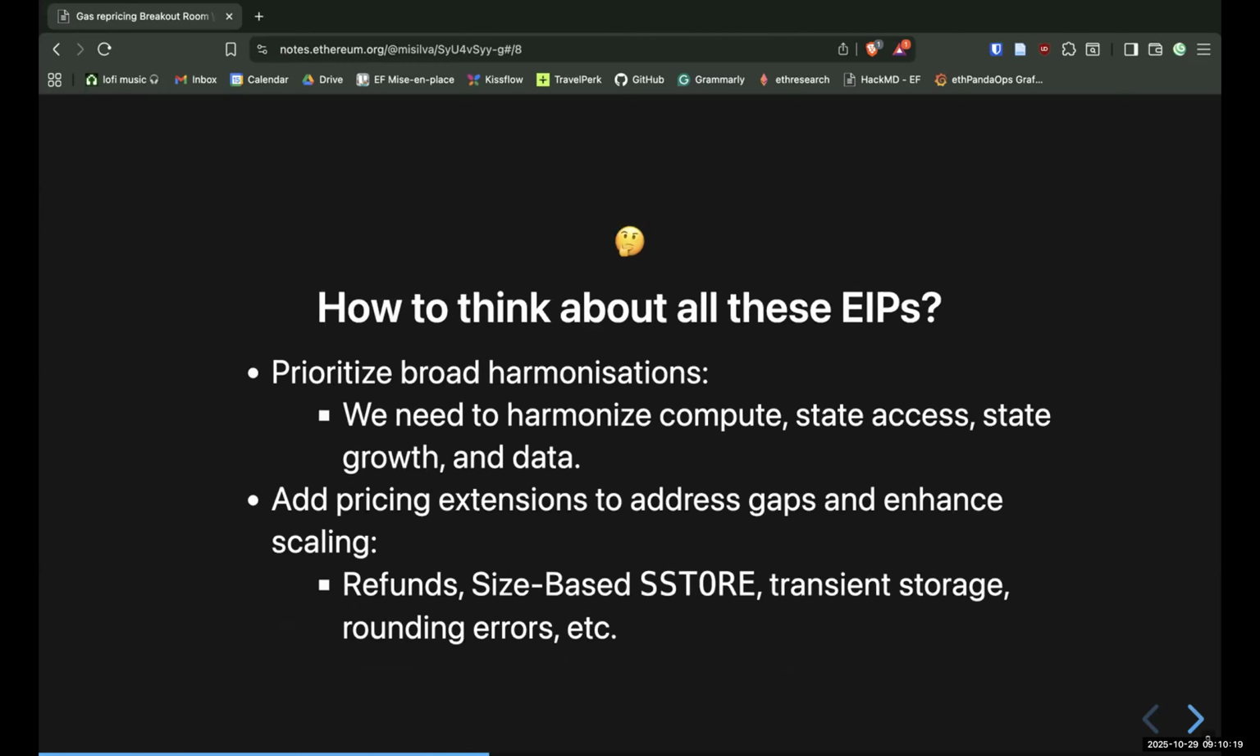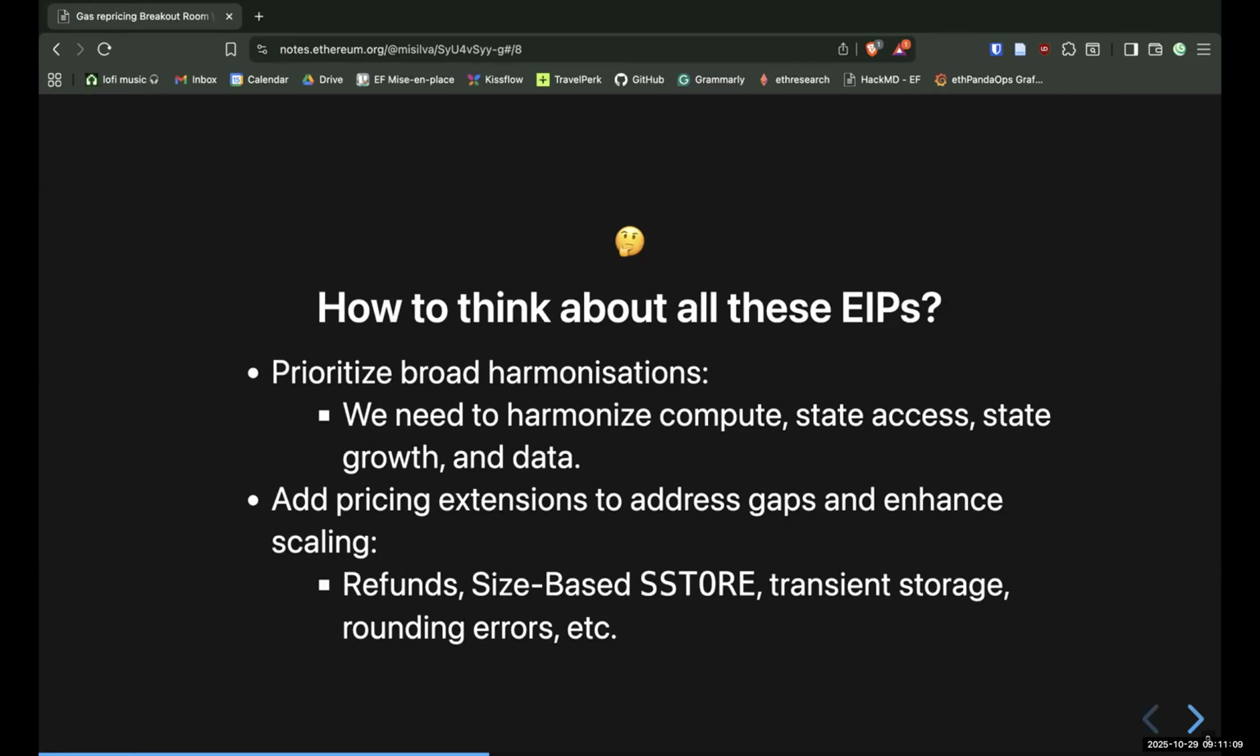And so now, in terms of prioritization, the way I'm thinking of it is, first, we need to do the broad harmonization. This is where we will harmonize compute, state access, state growth, and data. These are the four components that are really, really important for us to reprice, and we have to do them together. So we make sure that we are not introducing a single resource as a bottleneck. So we are harmonizing within the resources, the operations in each resource, but also we are harmonizing across the different resources. So we are not leaving any bottlenecks on the table.